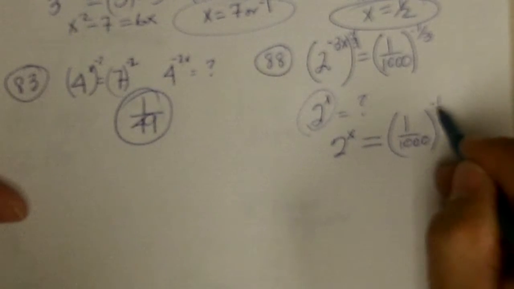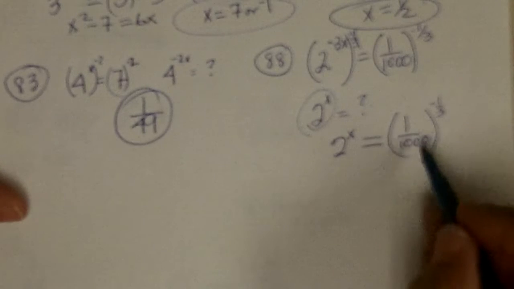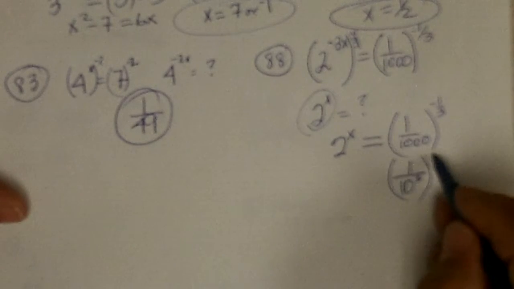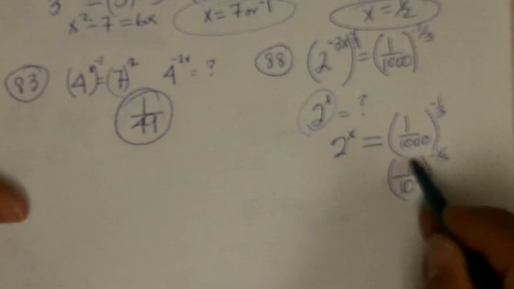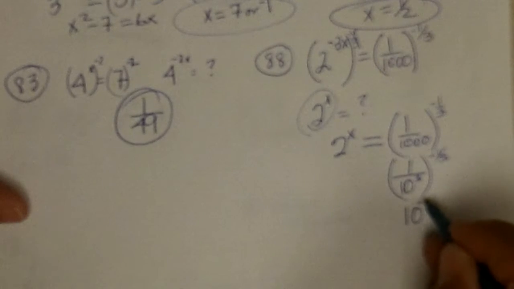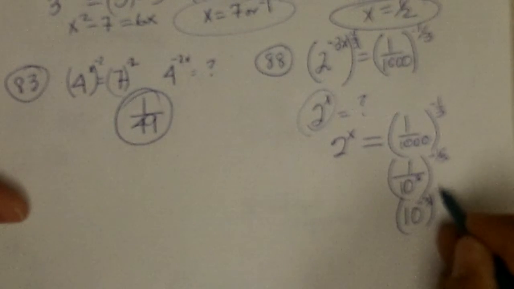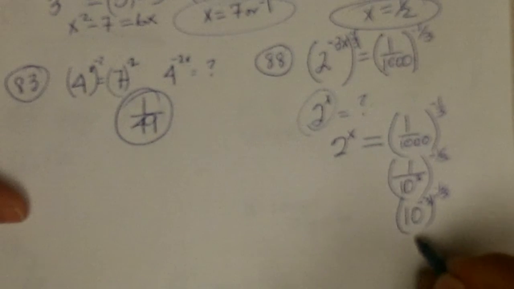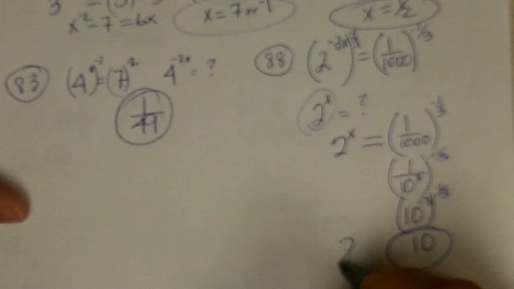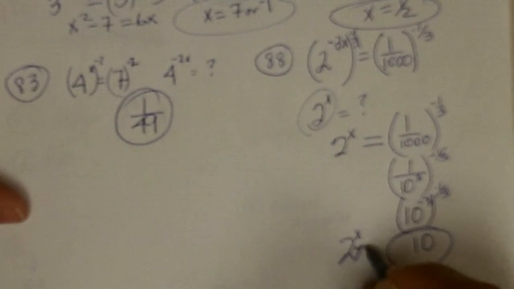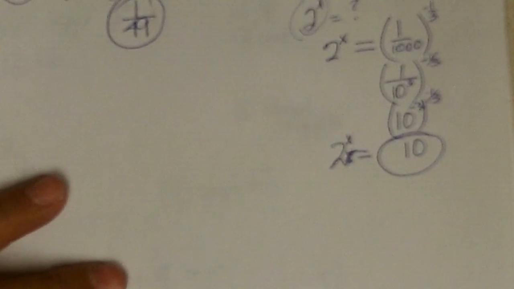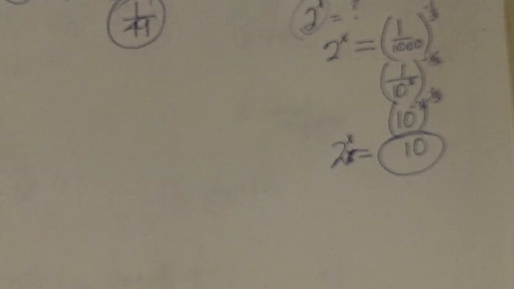negative 1/3. But 1,000 is 10 to the third, and 1 over 10 to the third is 10 to the negative 3. And negative 1/3 times negative 3 is 1. So 2 to the x must have been 10. And that's 5.3.